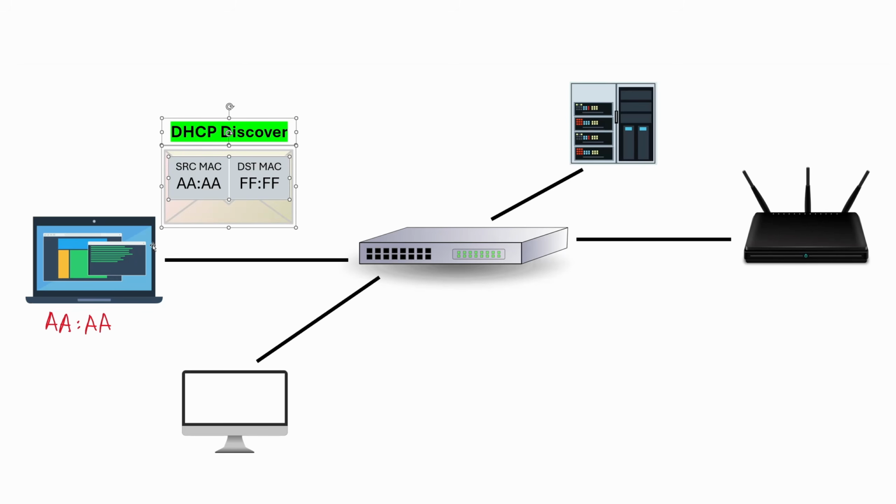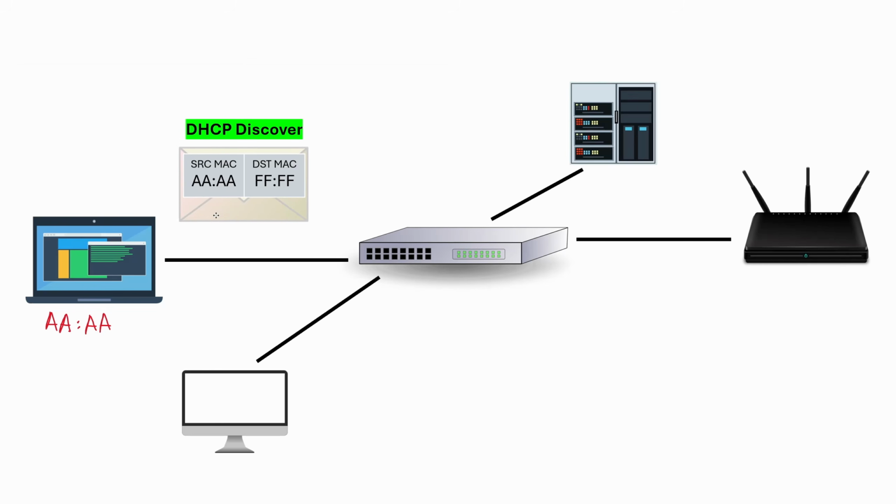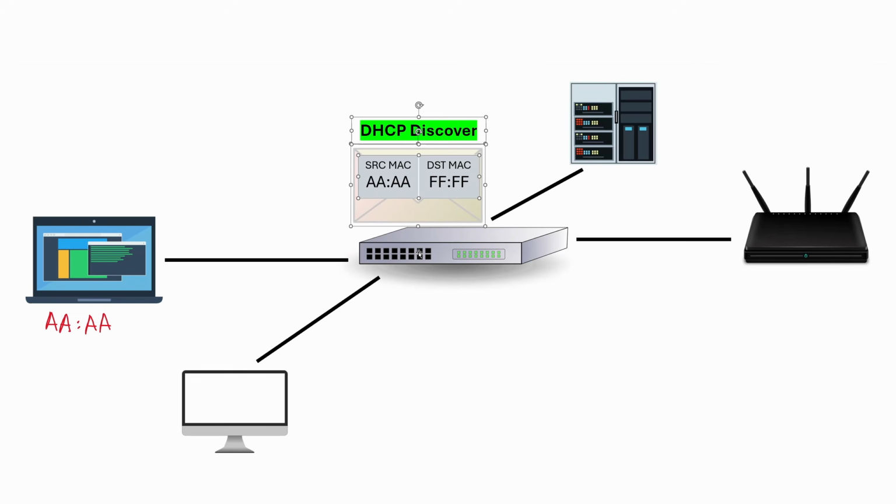The PC is now going to send this out of the PC as a host, so it's only ever going to be plugged into one device at a time. And this DHCP discover is going to come to the switch. And the switch is going to do a couple of different things. Firstly, it's going to read the destination MAC address and see all Fs, and it's going to know that it's a broadcast.